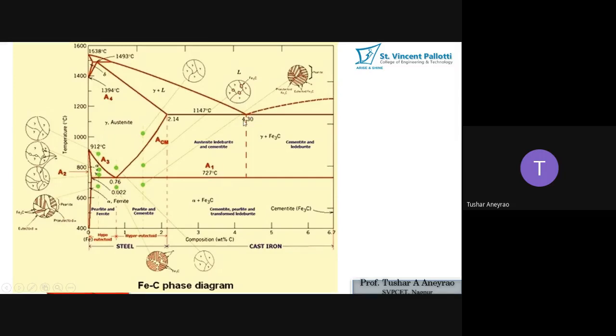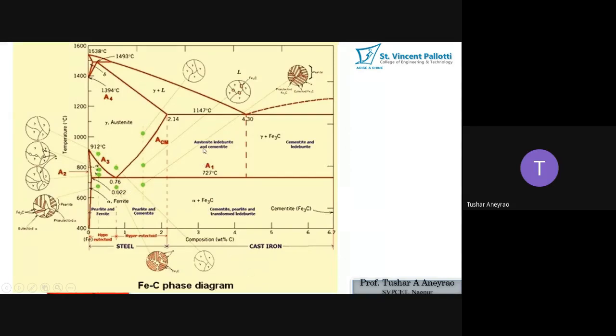We are having 4.3% of carbon. Here, whatever austenite phase is present also has a carbon percentage of up to 2.14 percent only. The Fe3C phase here has a carbon percentage of up to 6.7 percent only. But the amount of austenite and the amount of Fe3C depend upon the overall carbon percentage.